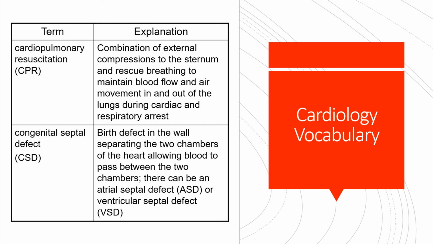Congenital septal defect, or CSD, is a birth defect in the wall that separates the two chambers of the heart, which allows blood to pass between those two chambers. There can also be an atrial septal defect called an ASD, or ventricular septal defect called a VSD.